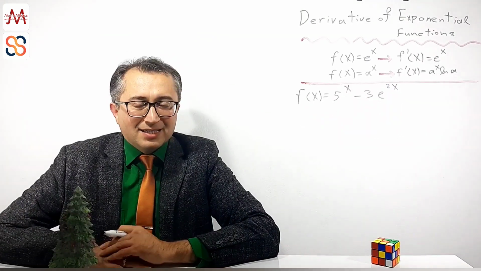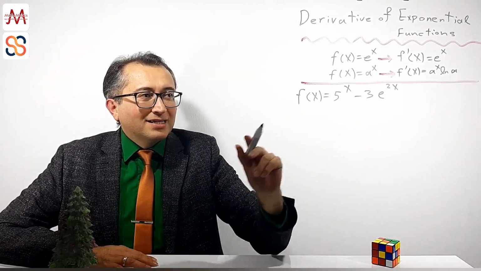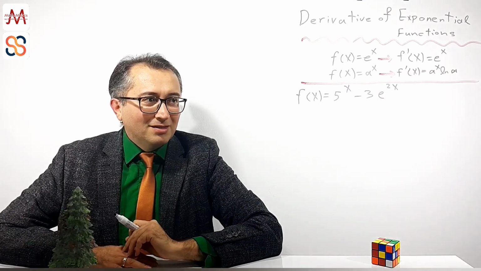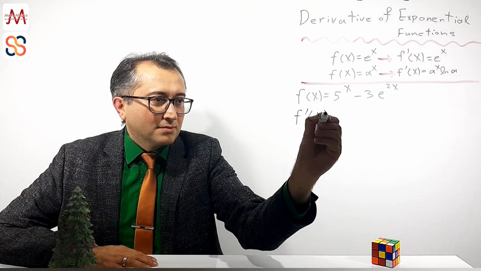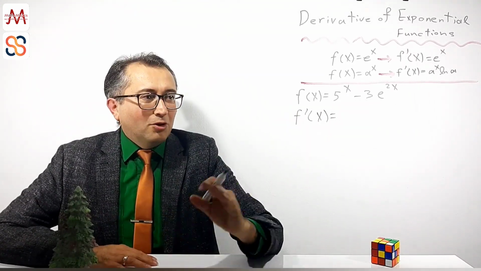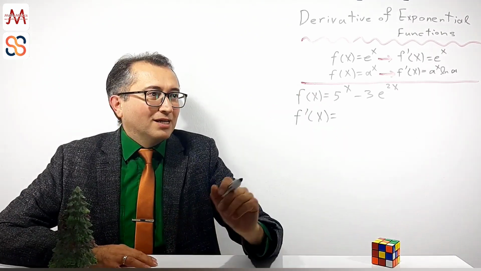If f of x equals 5 to the power of x minus 3 e to the power of 2x, let's try to solve this problem. This function is composed of two terms, so let's take the derivative of these two individually.